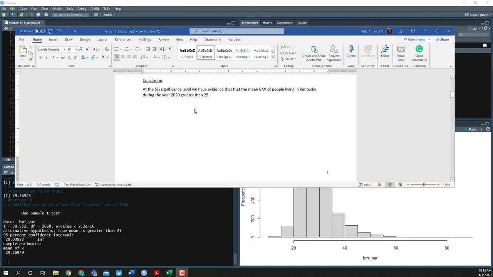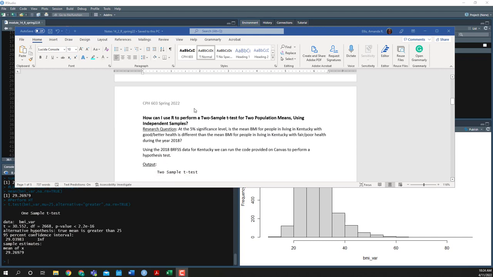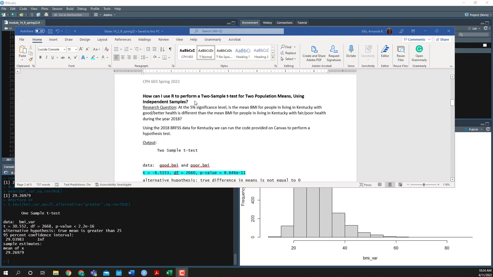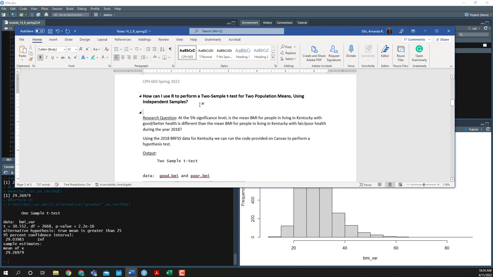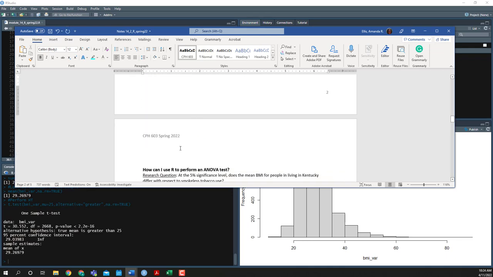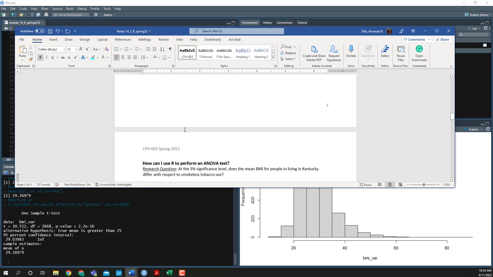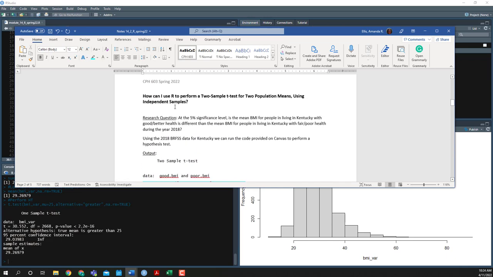All right, let's look at our next hypothesis test. Next, we're going to look at a 2-sample t-test using independent samples. Now, you may notice here that I'm skipping over the paired t-test that you saw earlier in the note set. The reason for this is using the BRFSS data, we don't have any paired data, so we can't do that one for the BRFSS. So we are going to move straight to the 2-sample t-test.